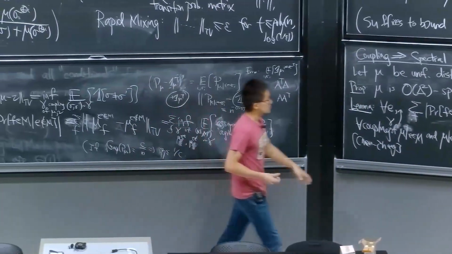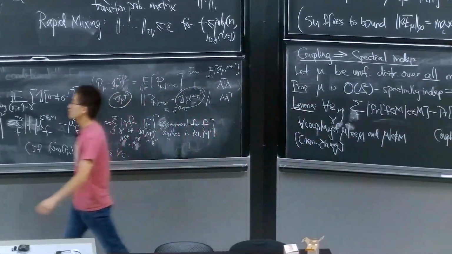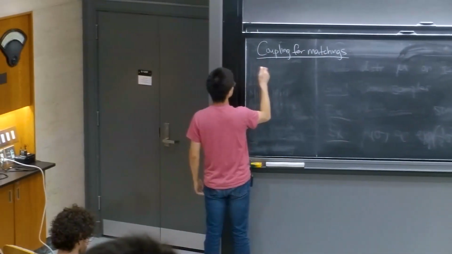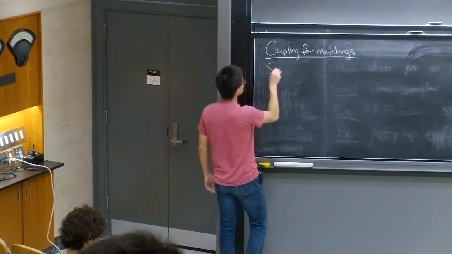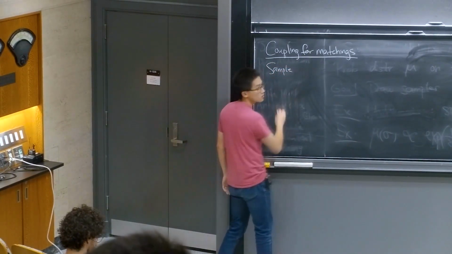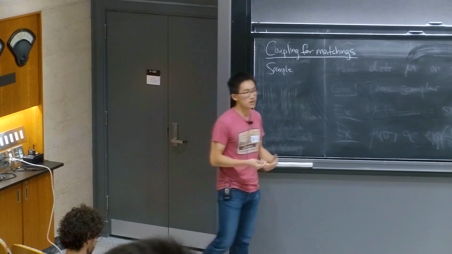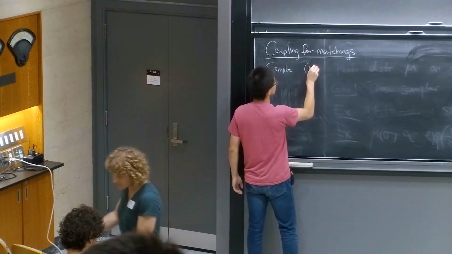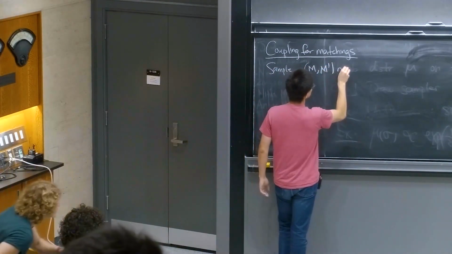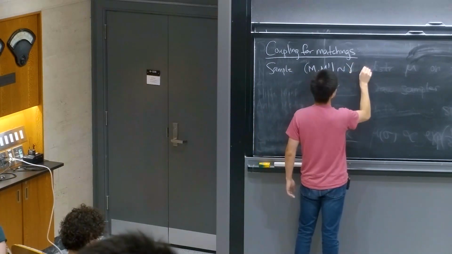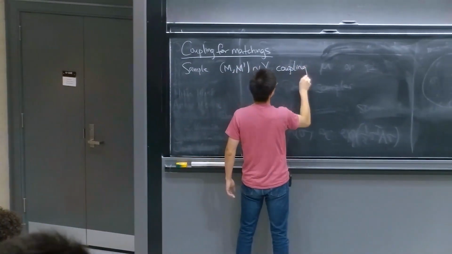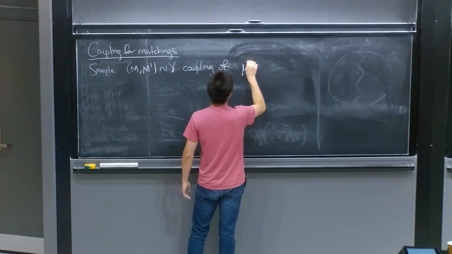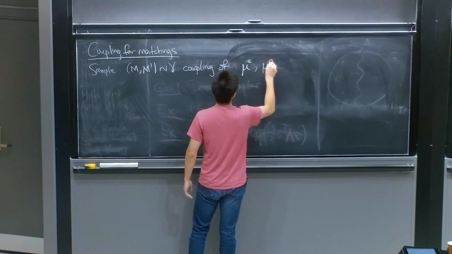So what this says is the following. I want to now construct this coupling, or in other words, I want to sample. Since I'm using this just as a mode of analysis, the sampling algorithm does not have to be efficient at all. So I just want to sample two matchings from, say, a coupling, say, mu.